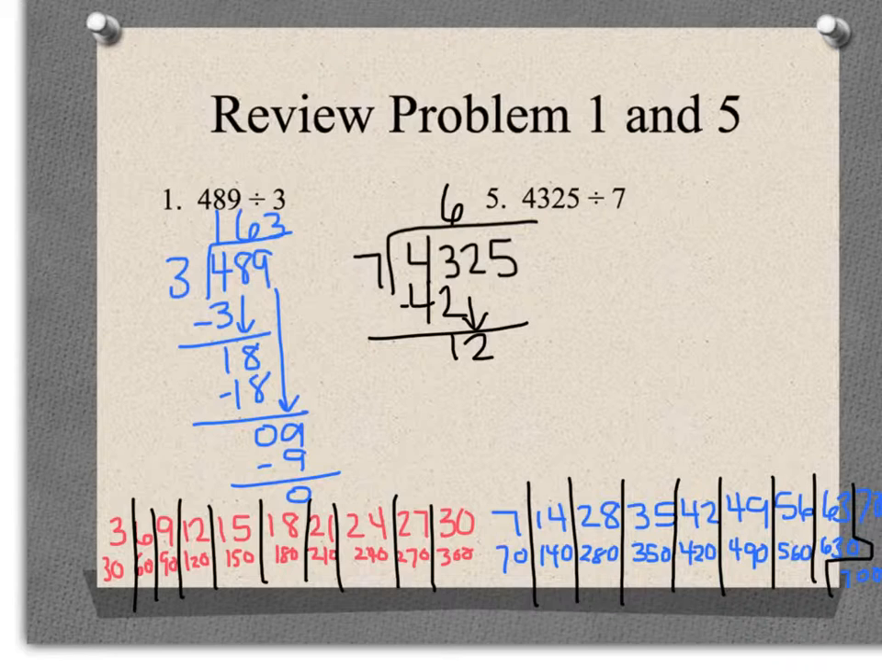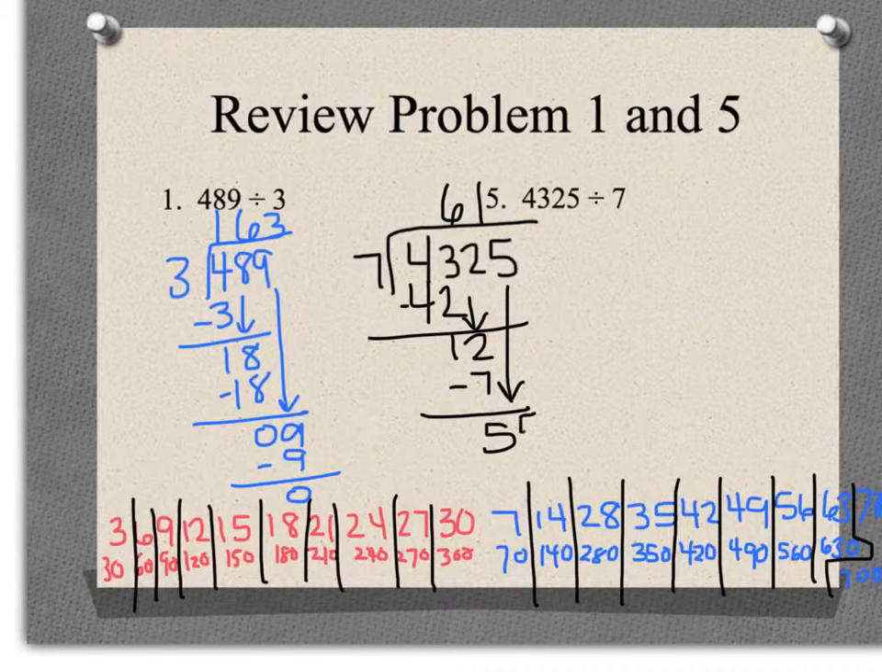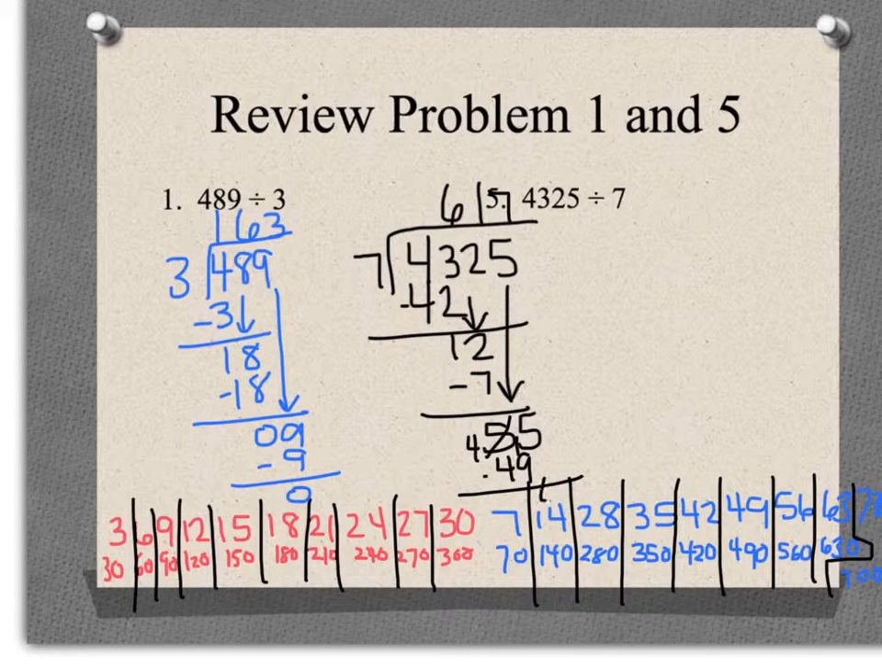Well, 7 times 1 is 7 and 7 times 2 is 14. So 7 can only go into 12 one time. 1 times 7 is 7. 12 minus 7 leaves me 5. And I bring down my 5. Looking at my chart again, I see 7 times 7 is 49. So 7 goes into 55 7 times because that's 49. And when I subtract, I see that there's a remainder of 6, giving me the answer of 617, remainder 6.